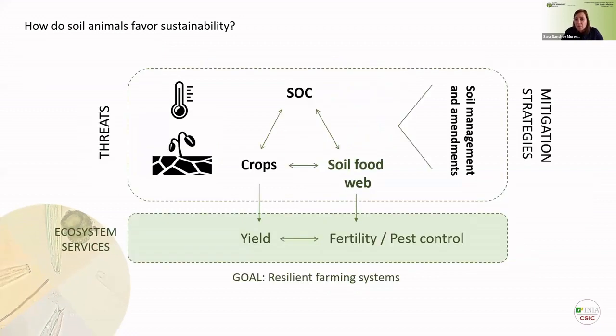So my research line deals with how soil food webs relate to soil organic carbon and other soil nutrients and crop performance. In general, how soil food webs deliver ecosystem services, such as yield, fertility, and pest control. These relationships here are threatened by climate change factors, such as warming and drought, and we studied too how different types of soil management may act as mitigation strategies against climate change.